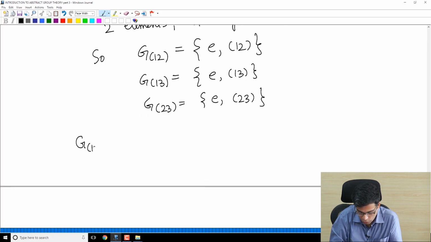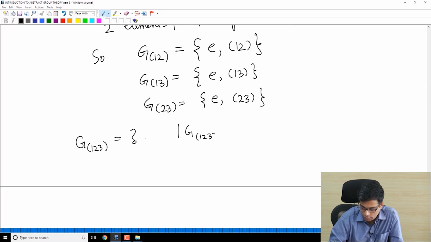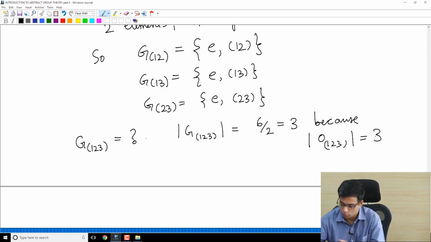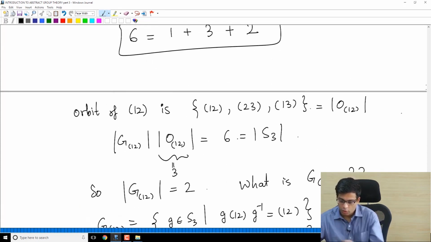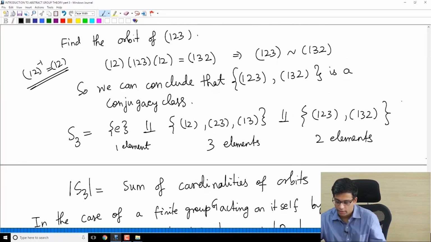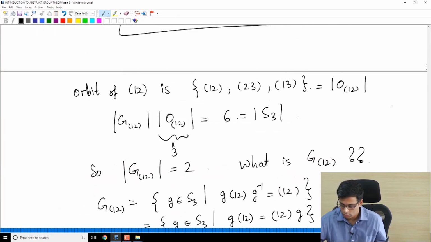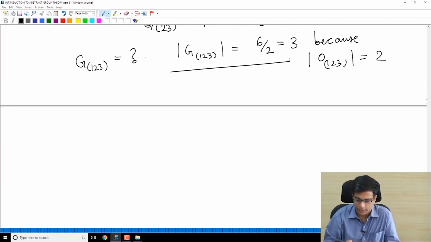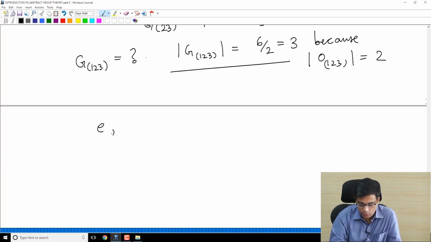Finally, what is the stabilizer of (1 2 3)? The size of the stabilizer must be 6 divided by the size of the orbit. The orbit of (1 2 3) that we calculated has 2 elements, (1 2 3) and (1 3 2). So the stabilizer must have 3 elements, and certainly E and (1 2 3) are contained in the stabilizer.